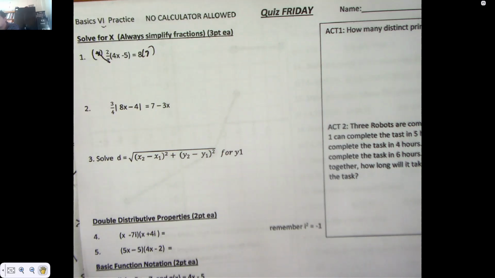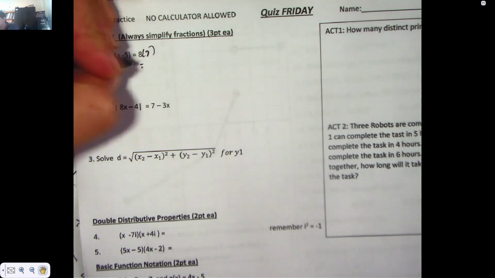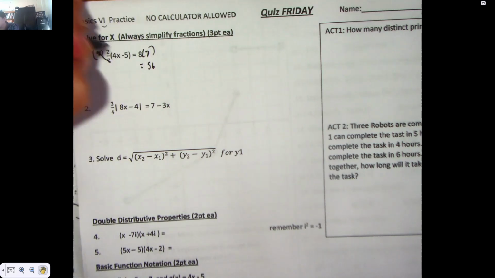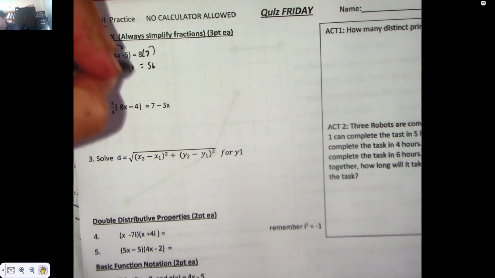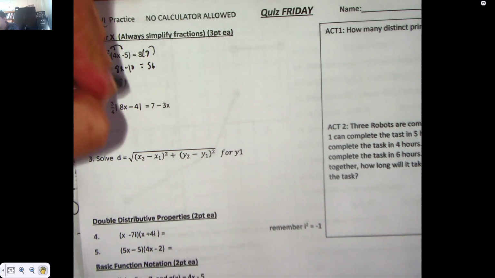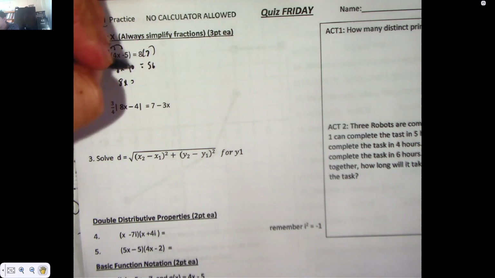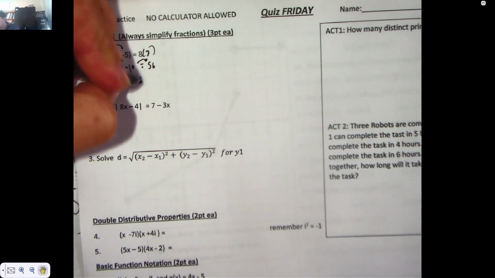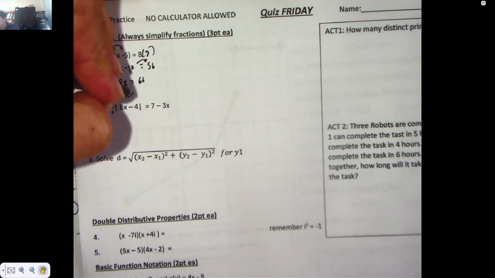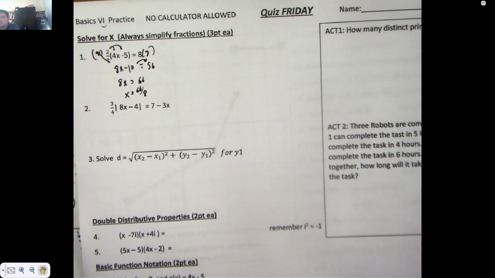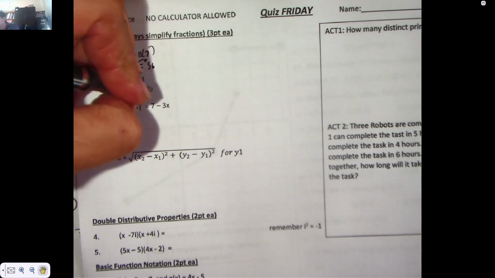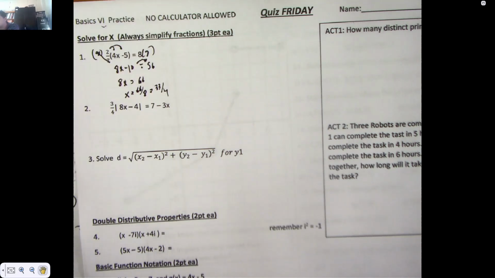So the 7's cancel on the left. The right-hand side, 8 times 7 is 56. There's still a 2 that I have to move in. So that'll give me 8x minus 10. Shift the 10 right. 56 plus 10 is 66. And then divide by 8. Don't do anything stupid like leave an even over an even and not reduce. That's got to be 33 over 4, right?